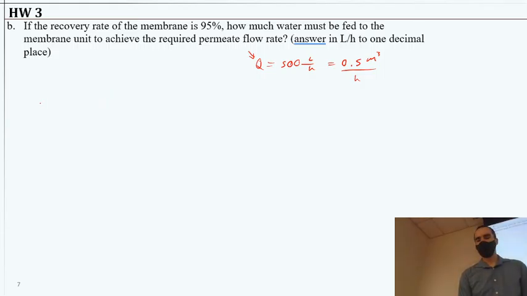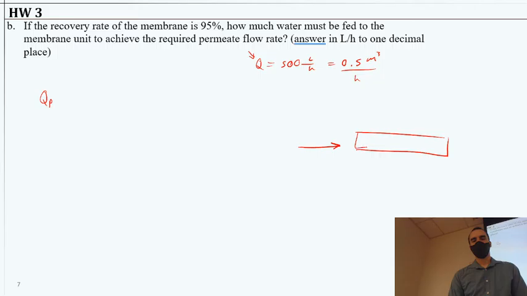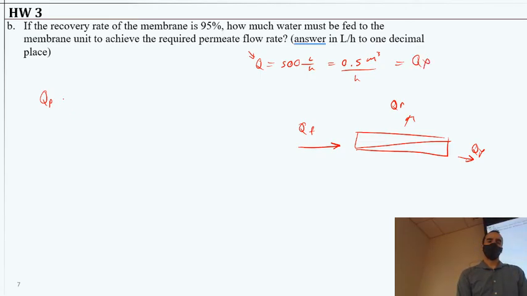And you'll see that's exactly what comes out if you actually do it. So if we were to draw a diagram here, where we have a feed, a permeate, and a rejected stream: Q rejected, Q permeate, and a Q feed. So our Q permeate, that's this guy. We can call that our demand.